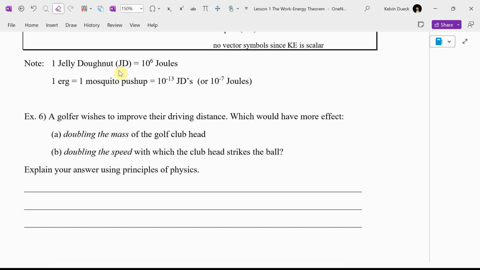But already now we can say this. Suppose a golfer wishes to improve their driving distance, how far the ball goes when they hit it. What would have more effect, doubling the mass of the club or doubling the speed of the club head? What'll give you more bang for your buck? Why? Because we have a v squared, if you double a v and then square it, you'll have 4 times the distance. Roughly, let's assume we're not losing anything to friction. In real life, it's not quite that simple, but in our magic physics world, yeah.